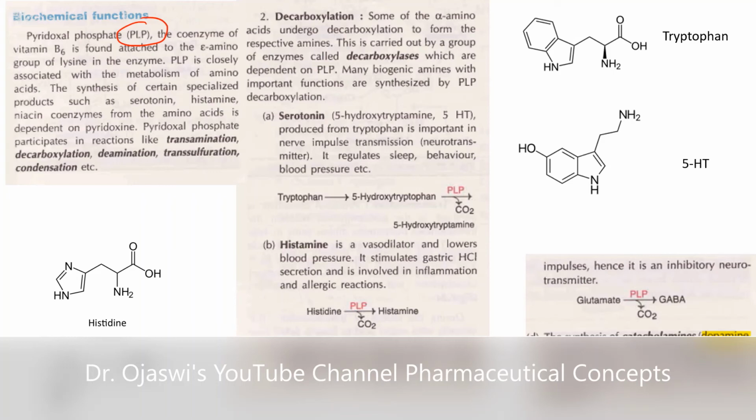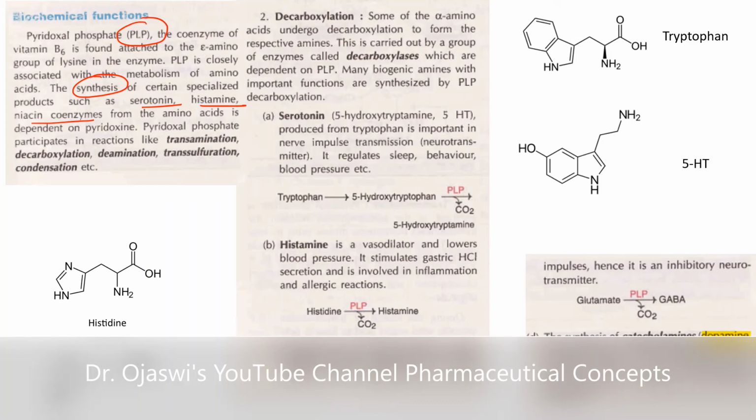Now in deamination also it has played some role, whereas it plays an important role in the synthesis of certain specialized products like serotonin, histamine, and niacin coenzymes from the amino acids. Okay, because all these syntheses are dependent on this pyridoxine. And also pyridoxine or PLP, that is pyridoxal phosphate, integrates the carbohydrate and amino acid metabolisms.